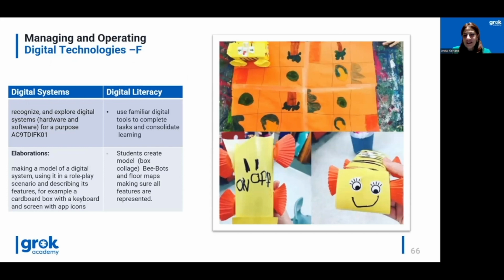Here's another example, an unplugged one. Students are asked to recognise and explore digital systems in the digital technologies curriculum, but the elaboration is that they get to make a model of a digital system. In this case, they could create a box collage of their little Bee-bot or floor robot, making sure they have included all the features, drawn or constructed. And in this case, there's even a floor mat that has been drawn. The digital literacy capability expects that students use familiar digital tools to complete tasks and consolidate learning.